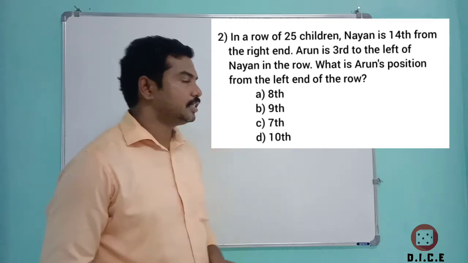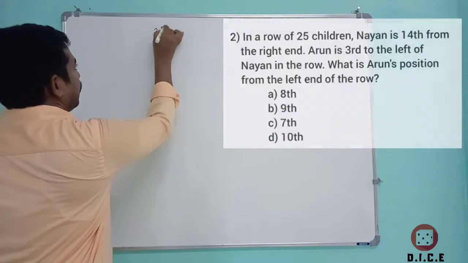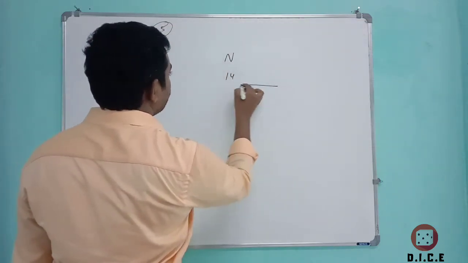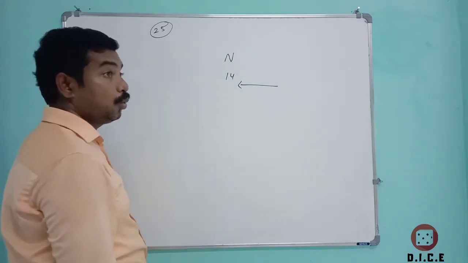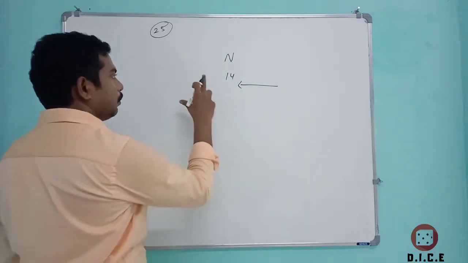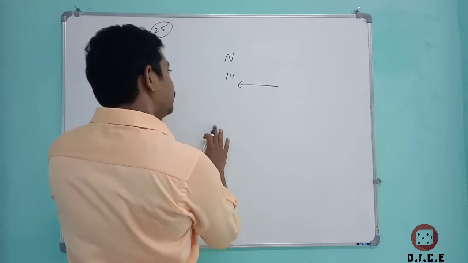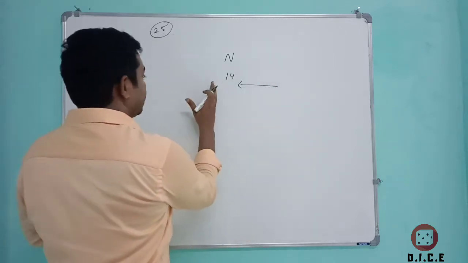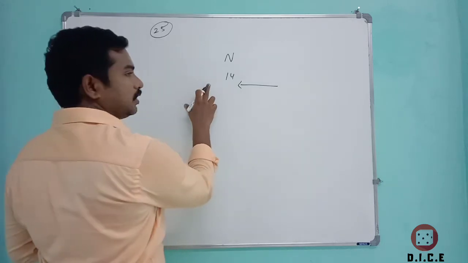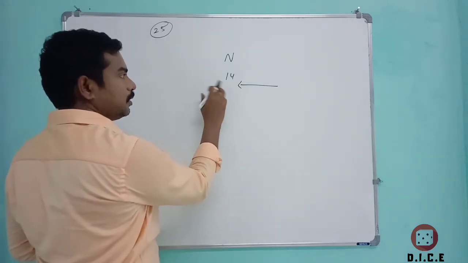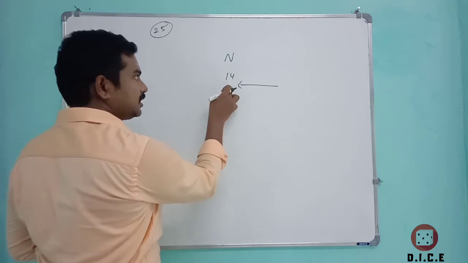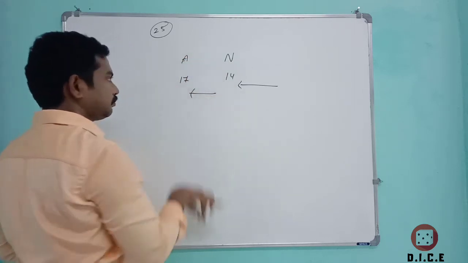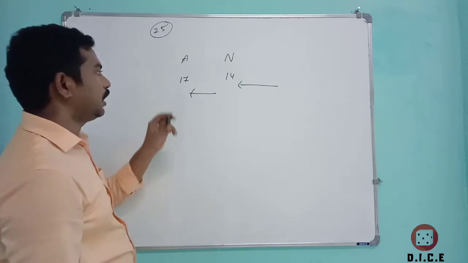Now the total students is 25. 9 is 14th from the right hand of the row. Arun is 3rd to the left of 9. What is the left of your paper? That is your left hand side. What is the right of your paper? That should be the right hand side. 3rd to the left hand side, that should come here. We add 3 to 14. 3rd to the left means we have to add the figure directly, 3 to 14, that will be 17. Therefore, Arun will be 17th from the right hand.